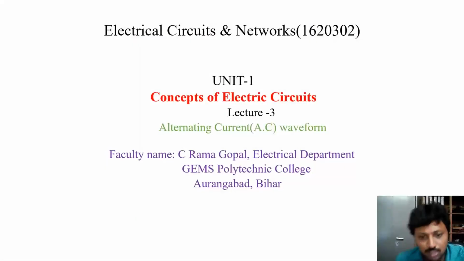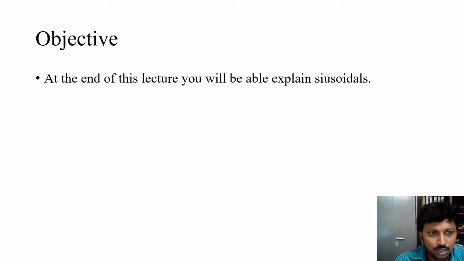Hello students, in this third lecture, I am going to explain alternating current waveforms. Generally, we represent alternating current as AC. AC means alternating current, and we also say this is sinusoidal. The objective is that at the end of this lecture, we will be able to explain sinusoids and their parameters.